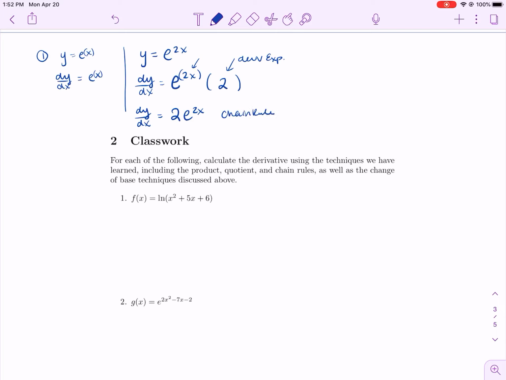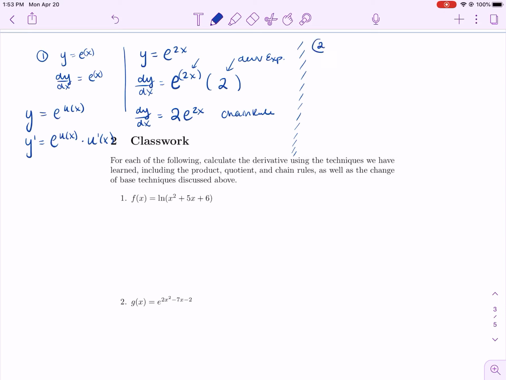Sometimes if you look it up online, you might see y equals e to the u of x, and you might see y prime, or dy dx, is equal to e to the u of x times u prime. In that case, they're showing you the chain rule. So if you're having difficulty making that connection between the examples above and the classwork, you just have to make sure that we're applying our chain rules.